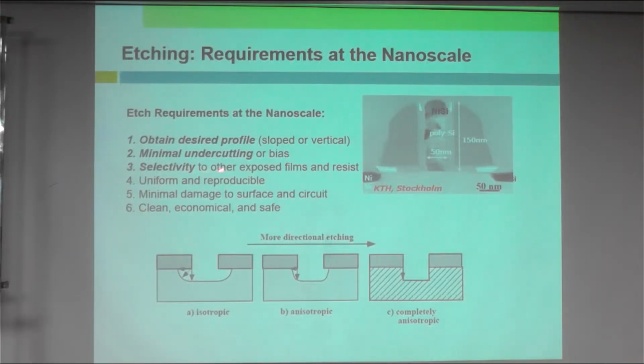And selectivity to other exposed film and resist is also a concern. Also uniformity and reproducibility, minimal damage to surface and circuit, and being clean, economical and safe. So these are the things that need to be considered for the nanoscale process. If we still use wet etching, it might not be possible to get all these things.